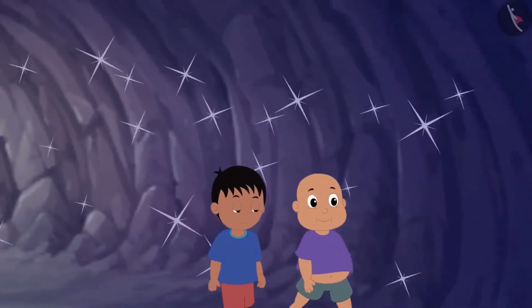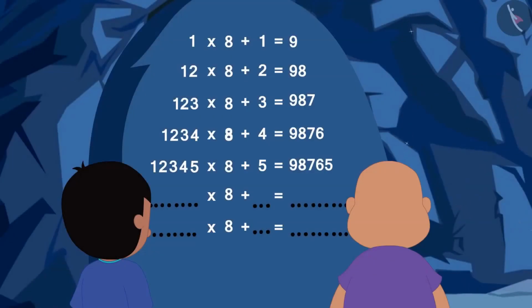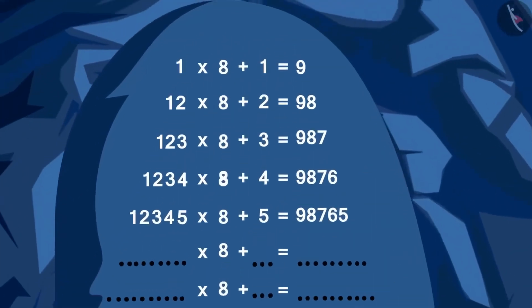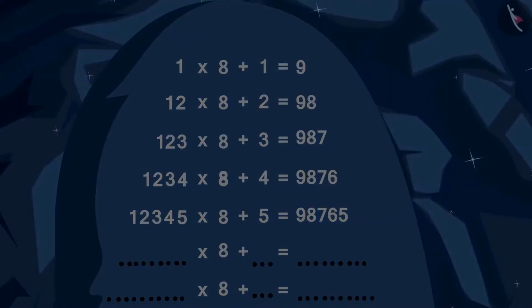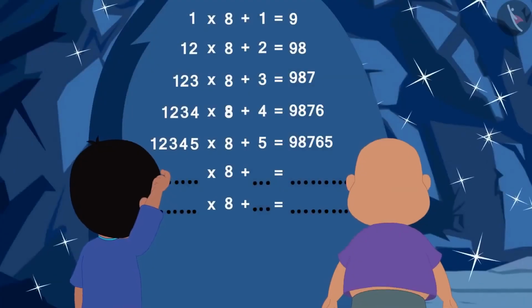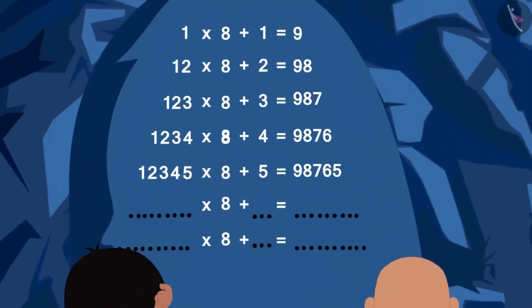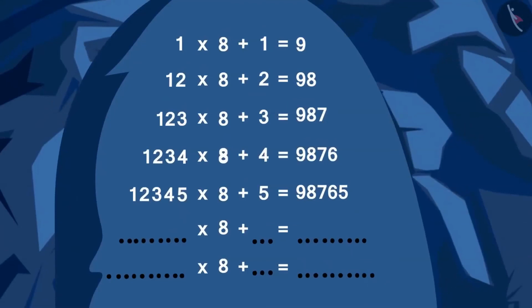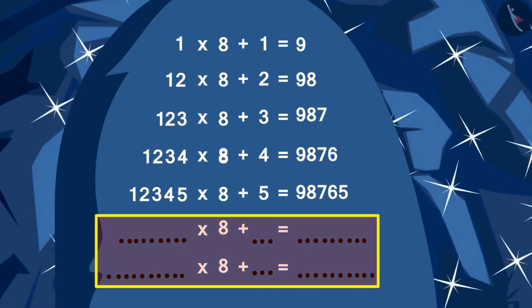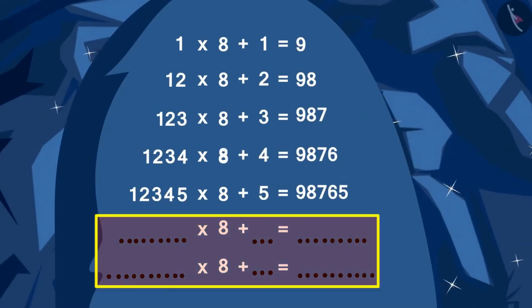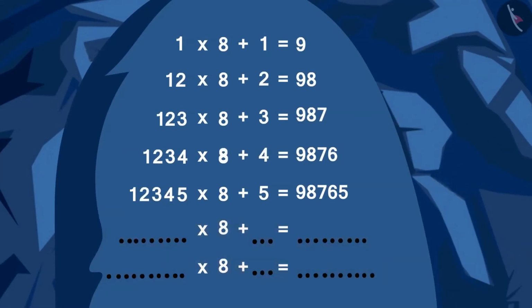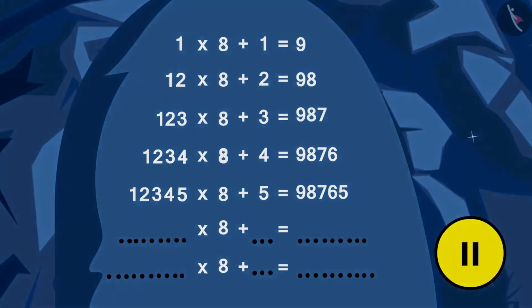There, they found another door on which this number pattern is written. Raju and Bablu began to find the rule of this number pattern. Children, can you also find the rule of this number pattern and fill in its blanks? Find an answer together with your friends by pausing the video.